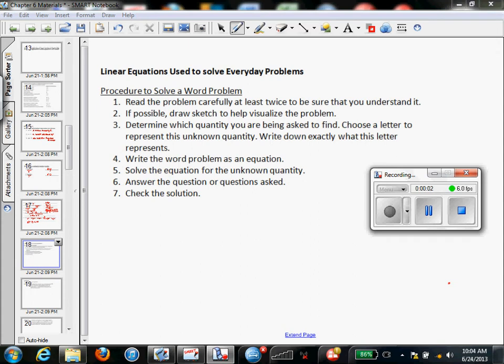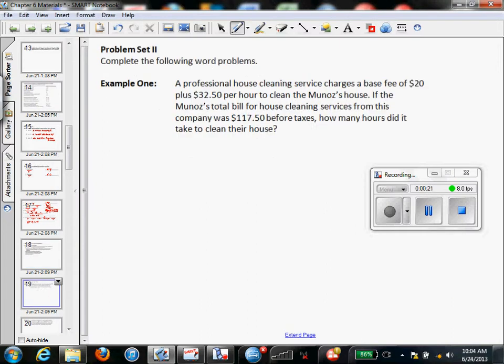Hello and welcome to part 2 of 6.4, applications of one variable linear equations. So now we're going to look at word problems. Here's the procedure to solve a word problem. You can pause the video now to read it, refer to the notes, or refer to the textbook. So if we get started, we'll look at problem set 2 with example 1.